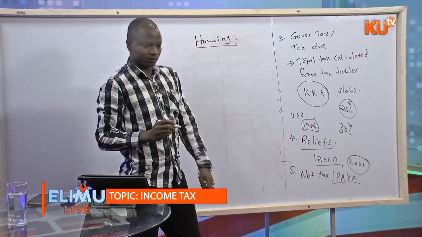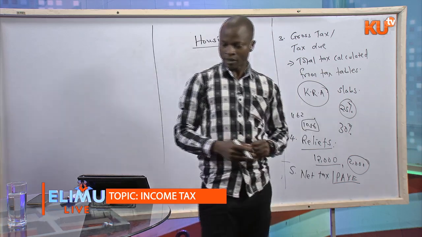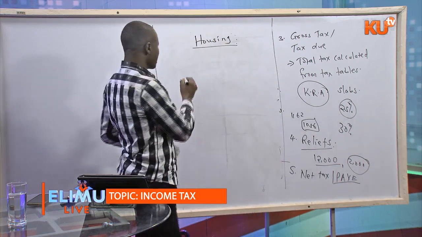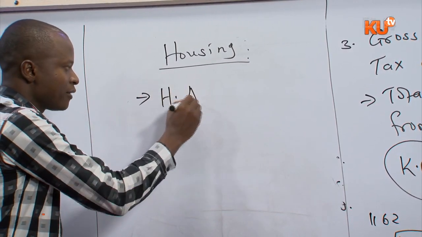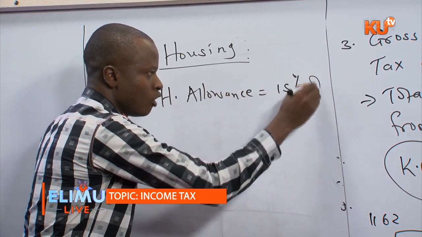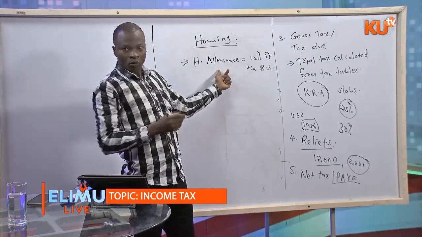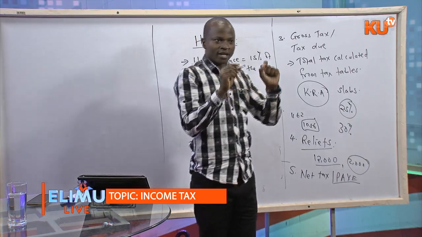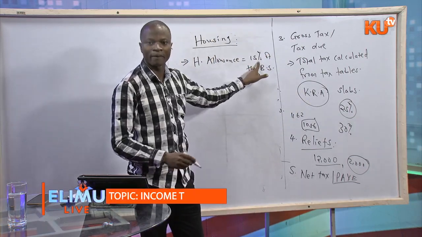It is expected that when someone employs you, they provide housing for you. But that is not always the case. That is why we have what we are calling a house allowance. So for housed employees, we need to know it's automatic that their house allowance is always 15% of their basic salary. When we say it's automatic, it means we don't need to tell you in a question. Once you hear the word, the employee is housed by the company, it is automatic that the house allowance is 15% of the basic salary.